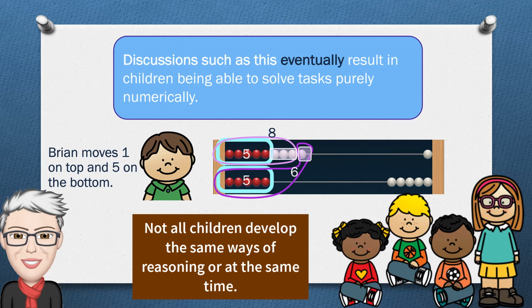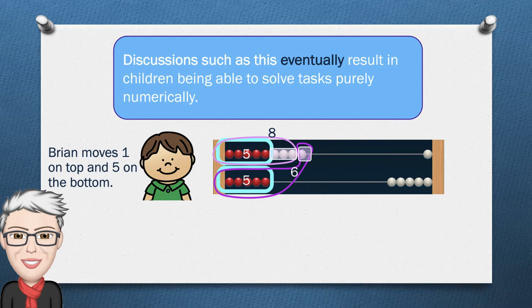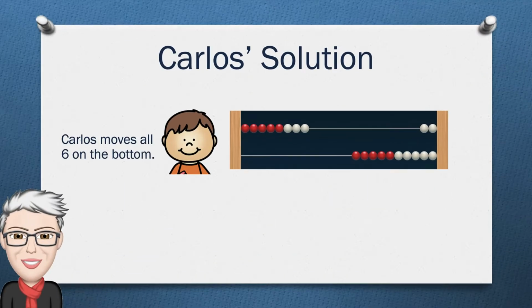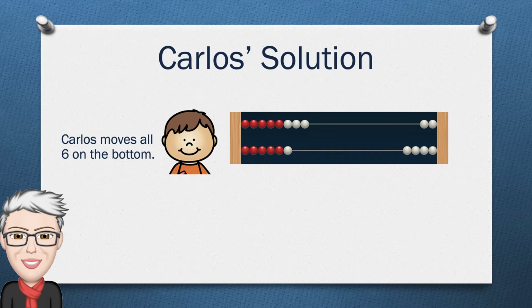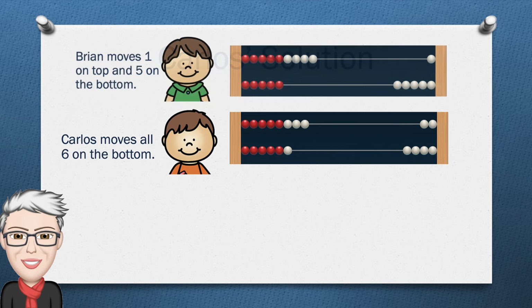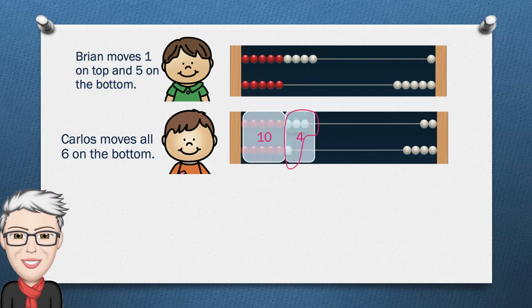of time required. There's yet one more way children could have moved the beads to solve the task posed. Carlos moved 6 beads to the left on the bottom rod to show 6 people getting on the bus. And once again, we have a rack that can be read efficiently as 10 and 4 for a total of 14. The difference between Carlos's solution and Brian's solution is in the 4 white beads. Brian had 4 white beads all on the top rod. Carlos had 3 on top and 1 on the bottom.